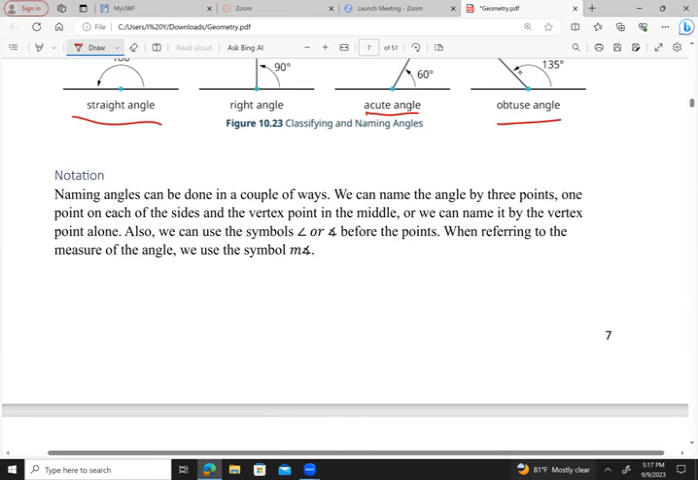Notations. Naming angles can be done in a couple ways. We can name the angle by 3 points, 1 point on each of the sides and the vertex in the middle, or we can name it by the vertex point alone. Also, we can use these symbols before the point. Referring to the measure of the angle, we use this symbol, measure of angle.